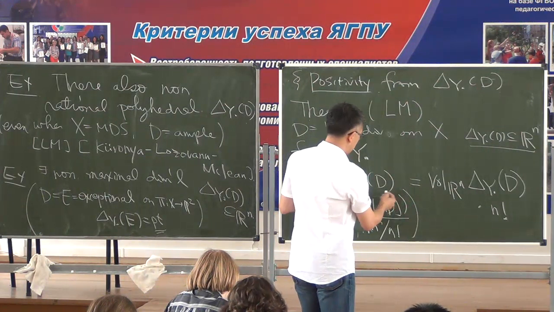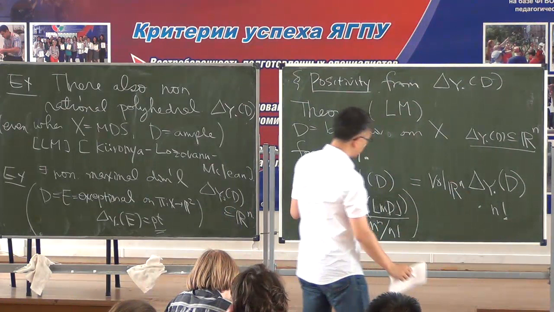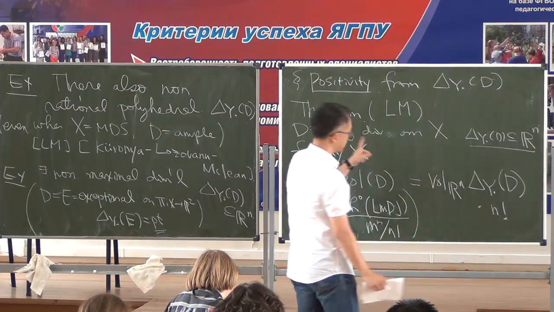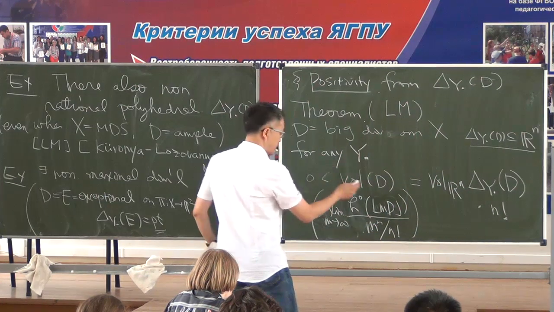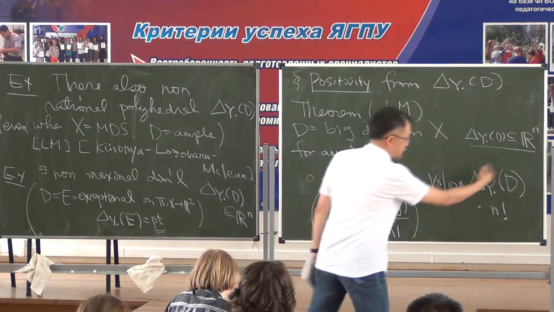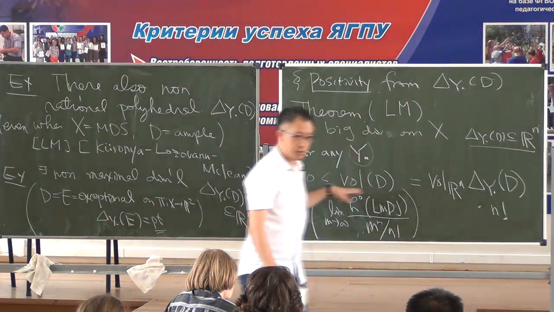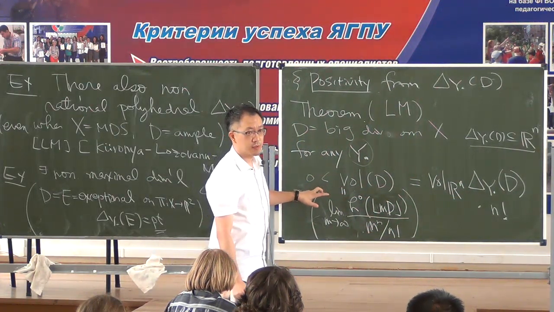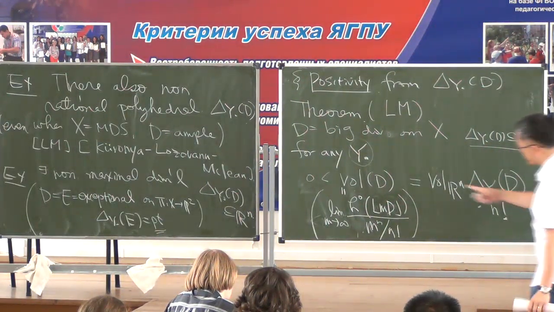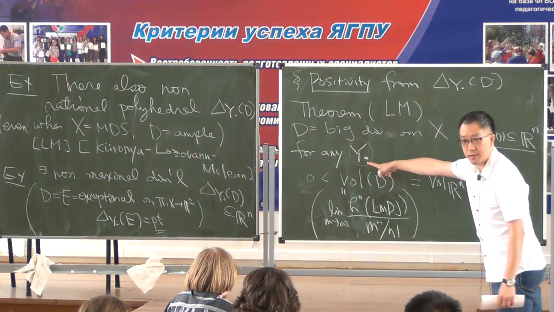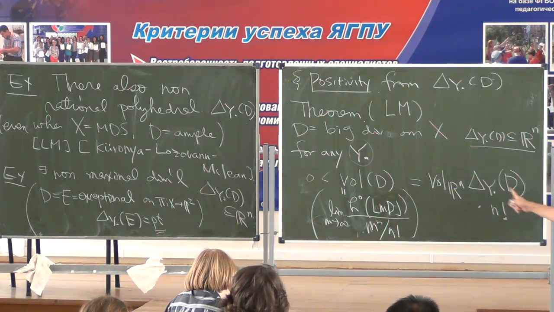So this means that for a big divisor, this is always positive. And this also shows that the Okounkov body of a big divisor is always full dimensional. The point is, when you change the flag, the shape also changes, but the Euclidean volume doesn't change. This is important, because on this side it's independent of the flag, but here it depends on the flag. But the volume doesn't depend on the flag.